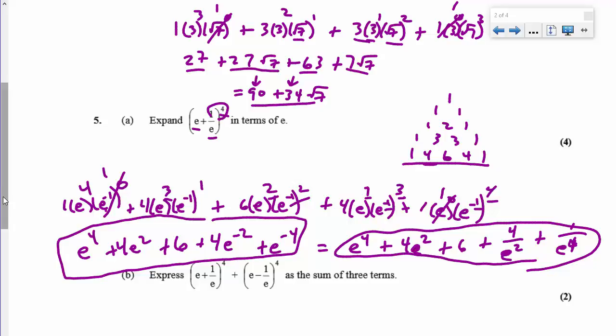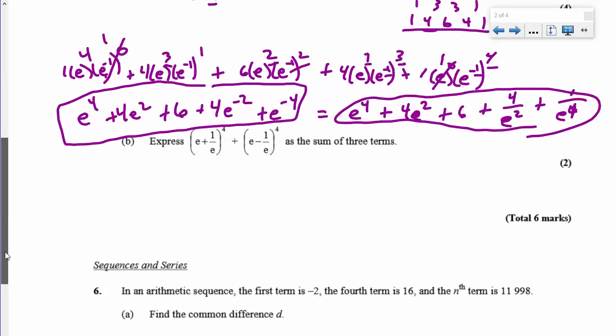Alright, let's go on to the next question. They want me to express this as a sum of 3 terms. I have just found this right here in this first problem, but now they want me to do this. Okay? Now I want you to observe something. I put a negative here. The only thing different between this one and this one is this negative. So we're actually going to get the exact same answer.